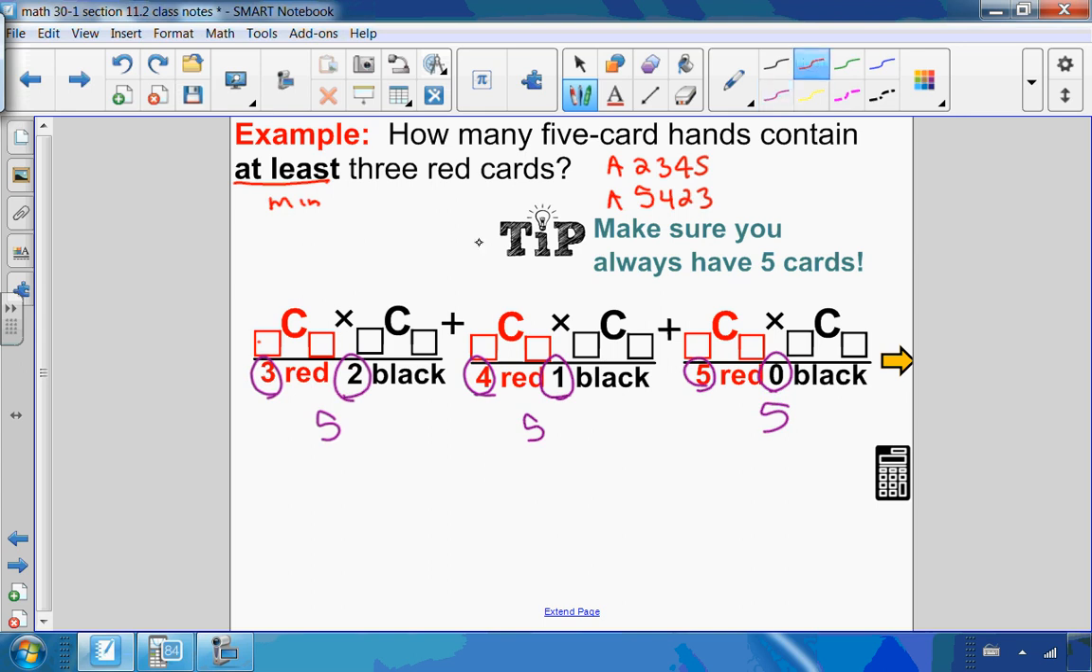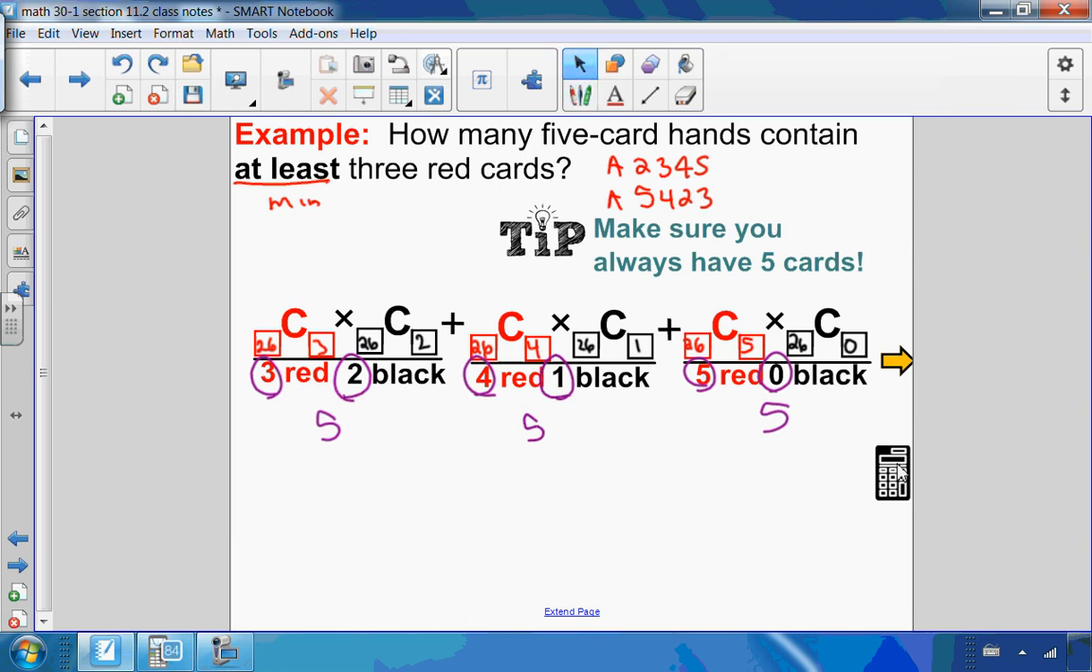So let's look at our red cards first. We're going to look at having 3 red cards. So 26 red cards in the deck, and I want 3. 26 red cards in the deck, and I want 4. 26 red cards in the deck, and I want 5. Now let's look at my black cards. 26 black cards, I want 2. 26 black cards, I want 1. 26 black cards, I don't want any.